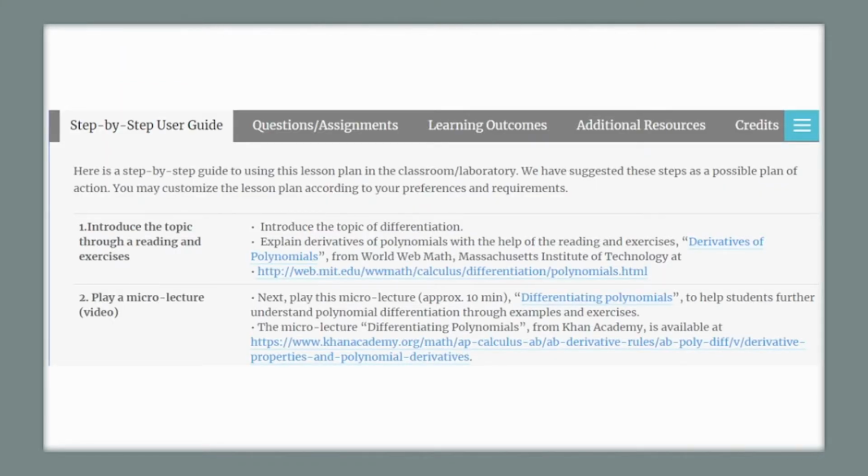Here is a step-by-step guide that you can use in your classroom for your students. Please feel free to customize this as per your requirements. First, introduce the topic through the reading and the associated activities or exercises. Introduce to your students the topic of differentiation. Explain to them the derivatives of polynomials with the help of this reading and the exercises, which is titled Derivatives of Polynomials, which is produced by the World Web Math at Massachusetts Institute of Technology.